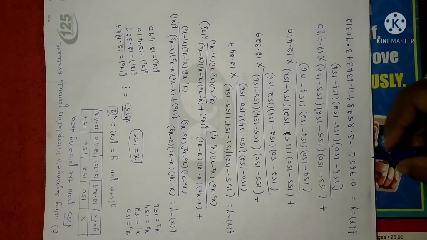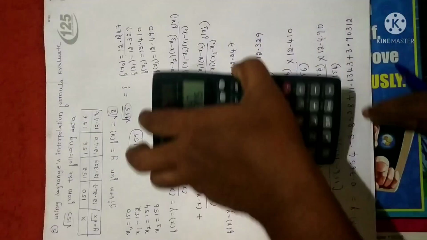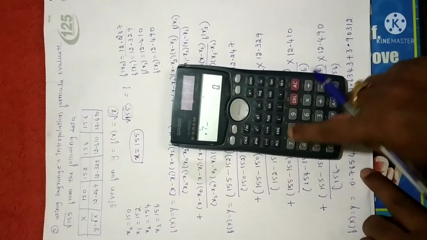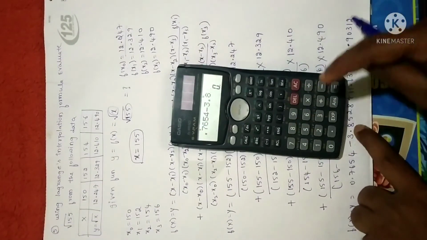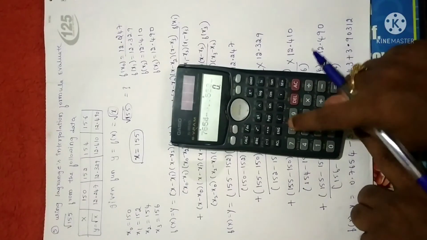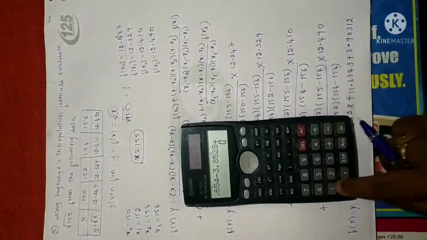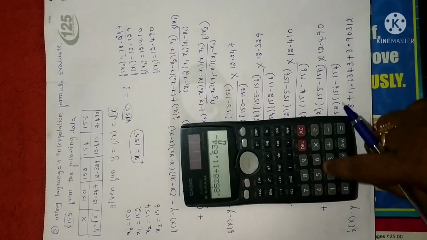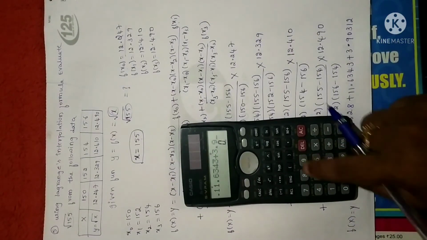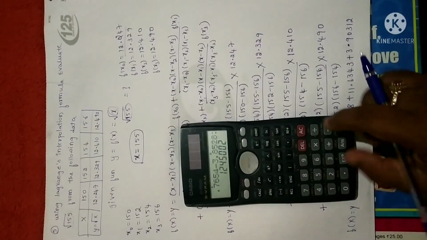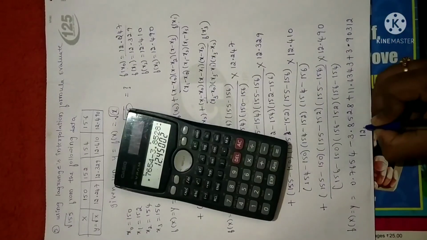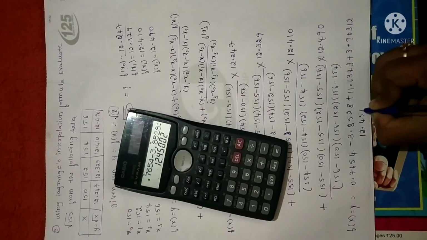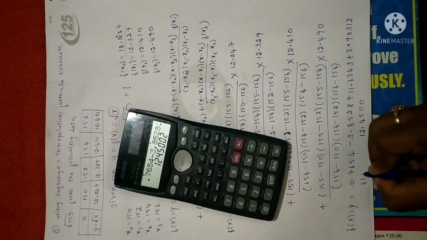Fine. Now let me use the calculator again. See here, 0.7654 minus 3.8528 plus 11.6343 plus 3.90312. So that will give you 12.4500. Therefore, f of, what is the value of x?